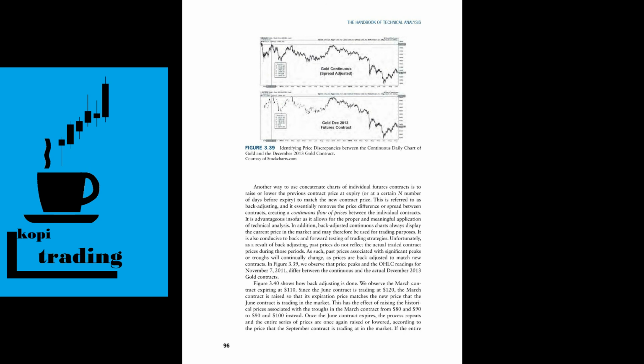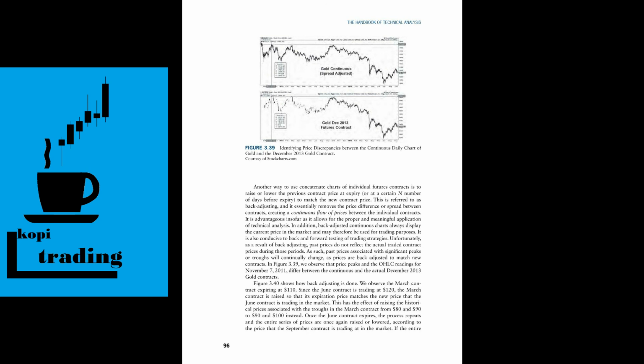Figure 3.40 shows how back adjusting is done. We observe the March contract expiring at $110. Since the June contract is trading at $120, the March contract is raised so that its expiration price matches the new price that the June contract is trading at in the market. This has the effect of raising the historical prices associated with the troughs in the March contract from $80-$90 to $90-$100 instead. Once the June contract expires, the process repeats, and the entire series of prices is once again raised or lowered according to the price that the September contract is trading at in the market.